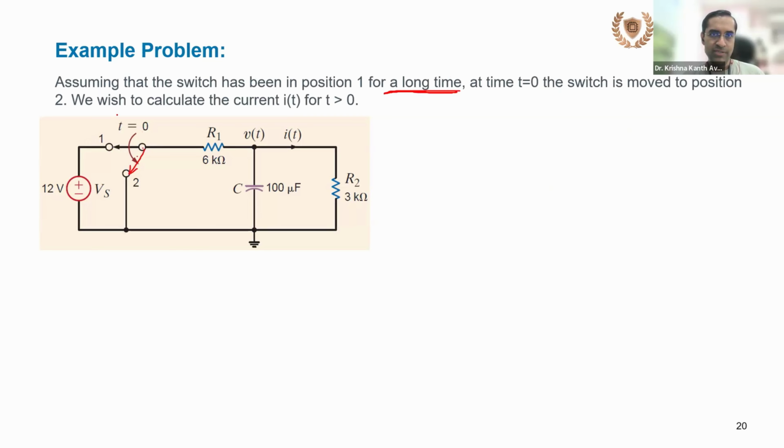Now what we want to do is typically calculate I of t. What is I of t? I of t is the current that is going into the resistor, 3 ohms, right? This is the convention. This is what you are asked to do.